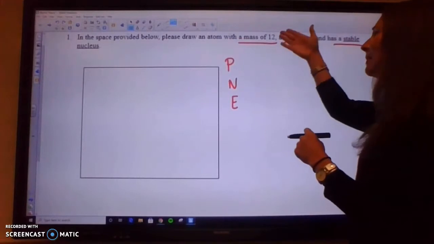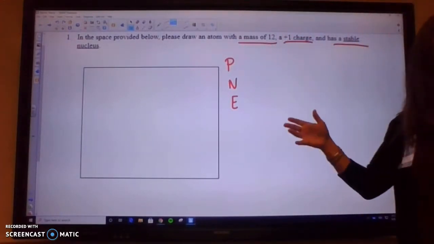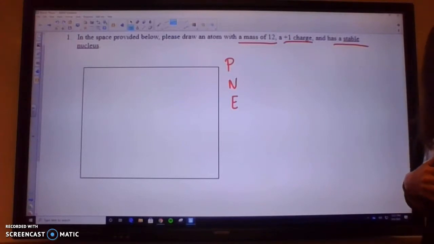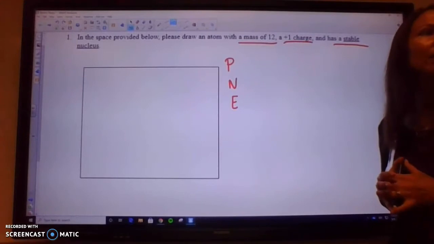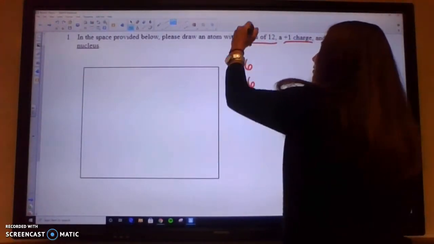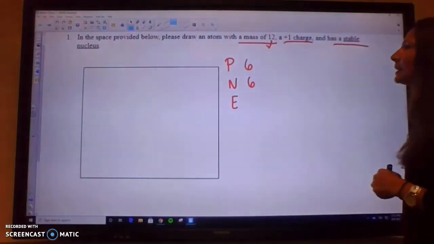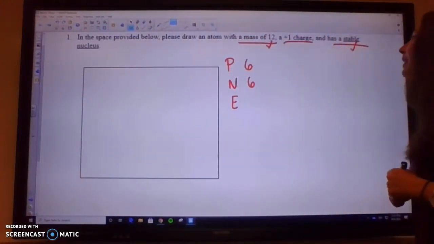So that means we can go with like 6 and 6, or like 5 and 7. What do you want? So do y'all want to make it even or not? It doesn't matter. Even? Okay. So we'll just do 6 protons, 6 neutrons, and that gives us that mass. Because they're equal amounts, it is stable, okay?